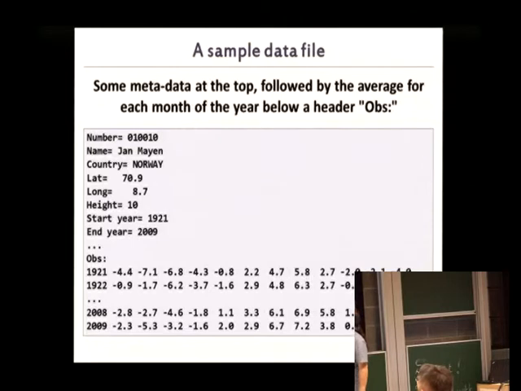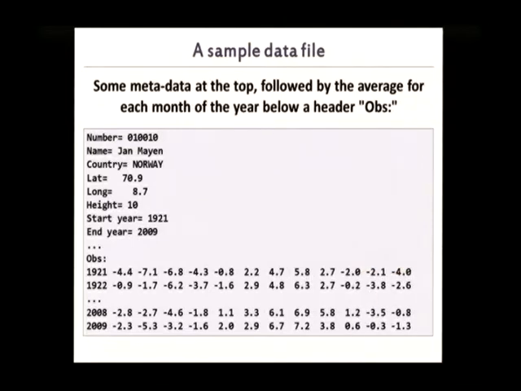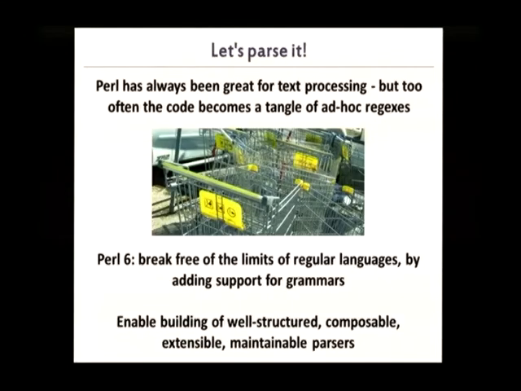Basically, you get this data here, and it's a bunch of metadata at the top and a bunch of observations. You look at this and think, okay, let's try and actually pull the information out of here. So how do we do that? Well, Perl has always been very good at grabbing stuff out of text. The only problem is that by the end of doing a lot of this, a lot of the time the code devolves into a huge mass of regexes that are quite a pain to maintain.